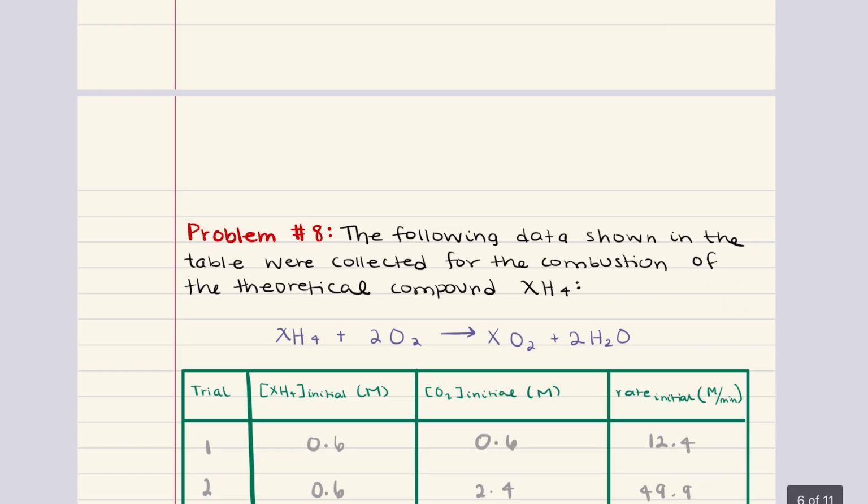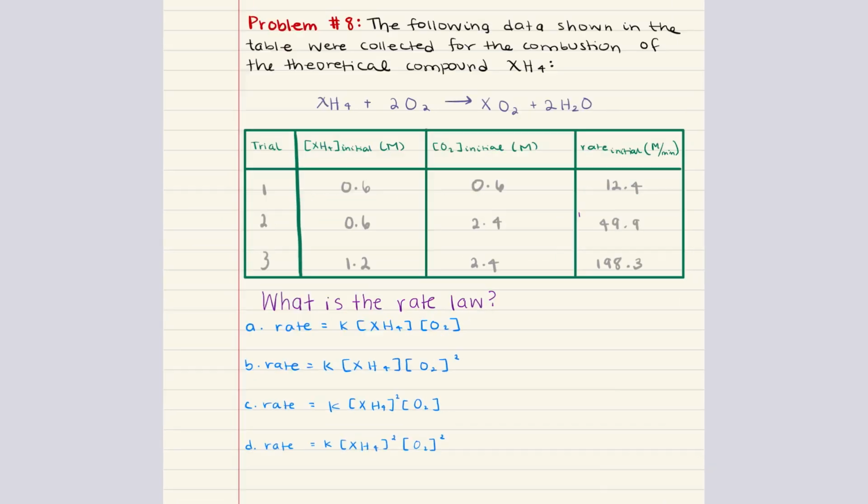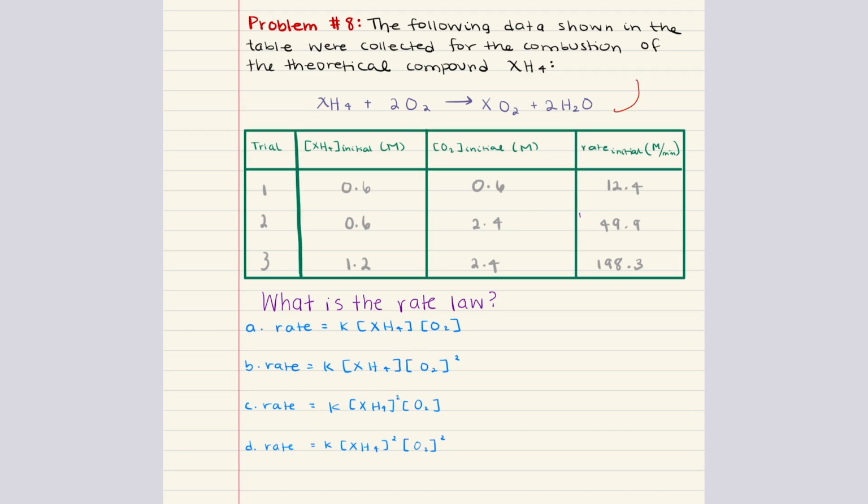Great, let's do problem 8. Problem 8 says the following data shown in the table were collected for the combustion of the theoretical compound XH4. We have our reaction written here. What is the rate law? Our general form for our rate law, just to remind ourselves, is that rate is equal to k multiplied by the concentration of our first reactant, XH4, raised to some power, multiplied by the concentration of our second reactant, O2, raised to some power. And we're trying to figure out m and n here.